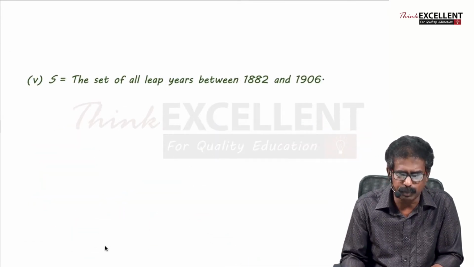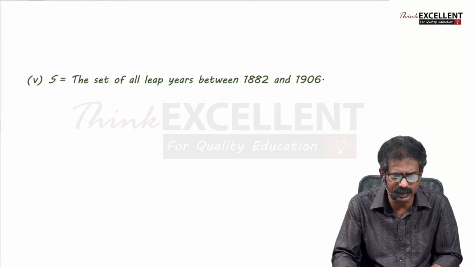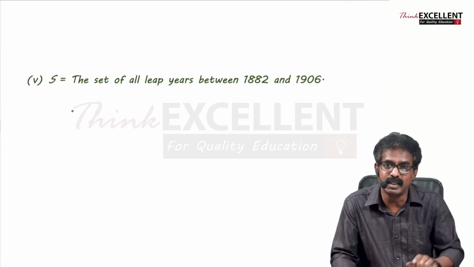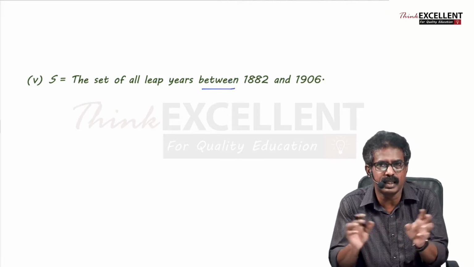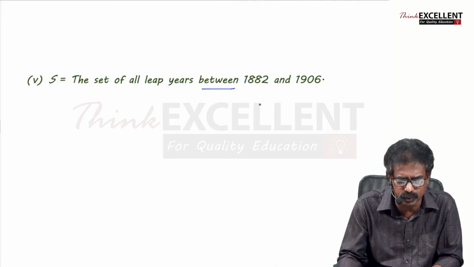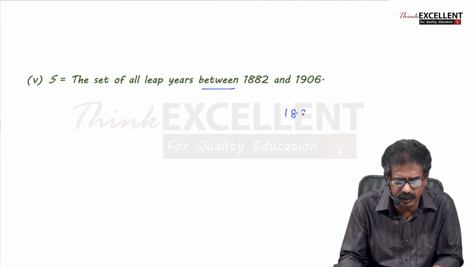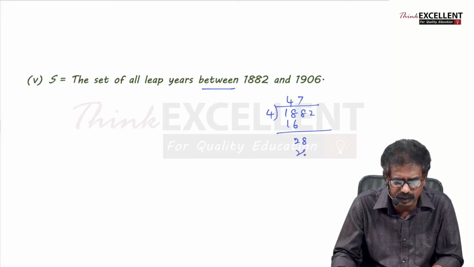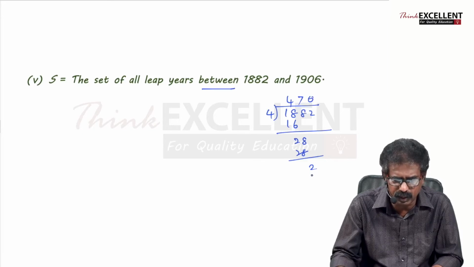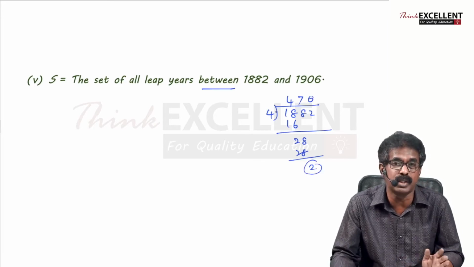So you know now what a leap year is, right? Listen. Normally students make mistakes in this area, so be very, very careful. The set of all leap years between, so don't take the end years, in between, 1882. First let us see whether 1882 is a leap year or not. It is not a century year, so divide by 4. 4 4s are 16, balance 2, 28, 7 4s are 28, next 2 it won't go. So 2 is the remainder, right? Since 2 is the remainder, 1882 is not a leap year.